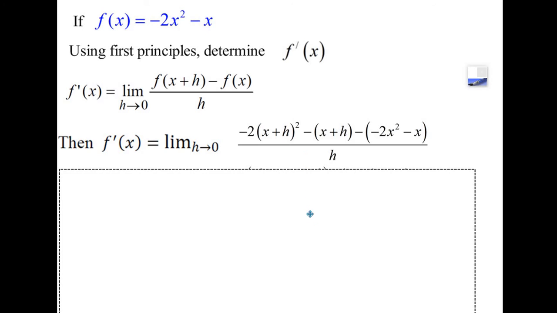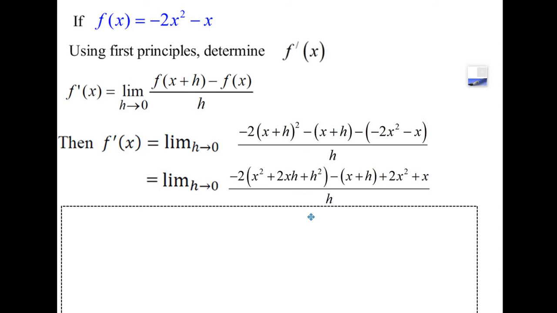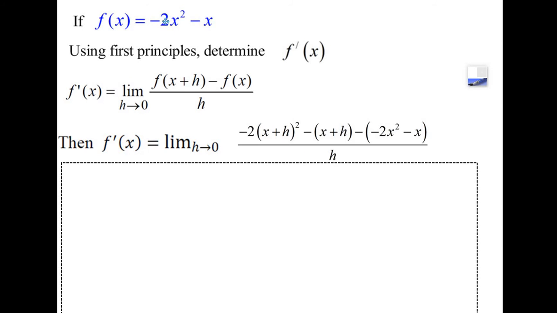Minus, oh, there's a bit of a mistake there. No, there isn't. Oh, I'm wrong. And then minus x, so it's minus x plus h. That's exactly right, minus 2x squared minus x, but instead of x, we put x plus h. Now f of x is minus 2x squared minus x, but we're supposed to subtract it. So that's exactly what we do. We put a bracket and we subtract it.